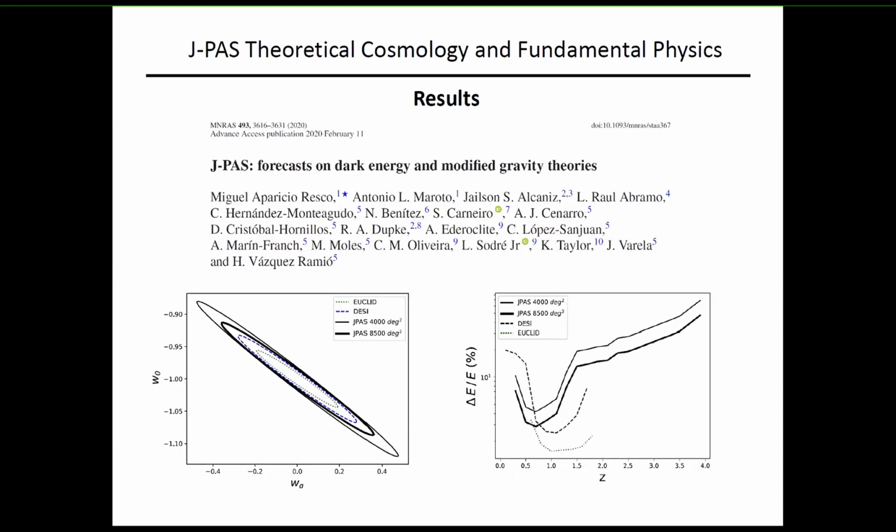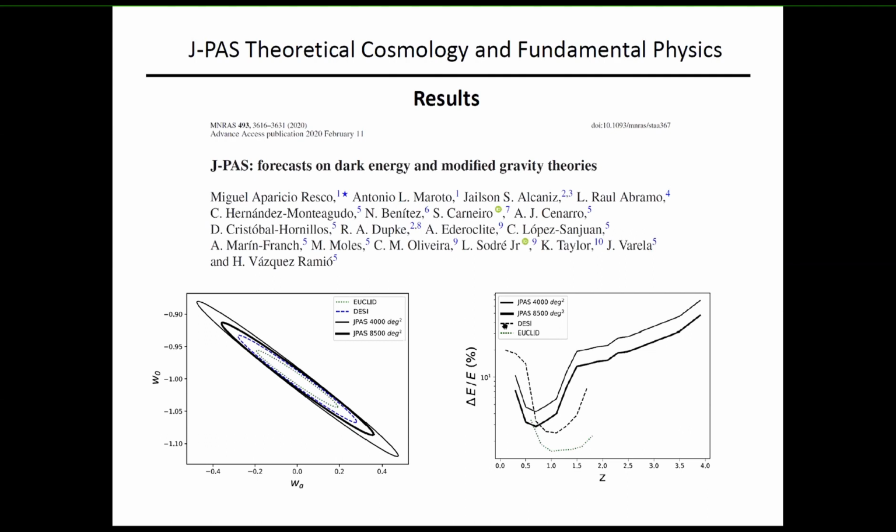The second paper is another forecast paper on dark energy and modified gravity theories, led by Miguel Aparicio. Here the aim is to test the sensitivity of J-PAS to the equation of state of dark energy. In the left plot, you can see again the confidence regions for the equation of state parameter of dark energy and its time dependence, for J-PAS in the solid line and other surveys for reference. For this parameterization, J-PAS will be able to measure the equation of state with a few percent precision, again similar to DESI.